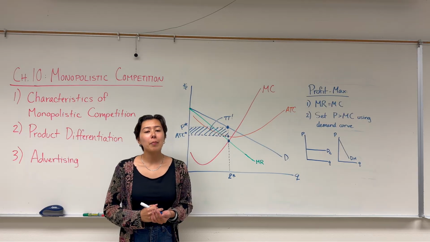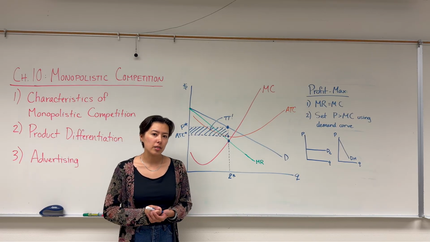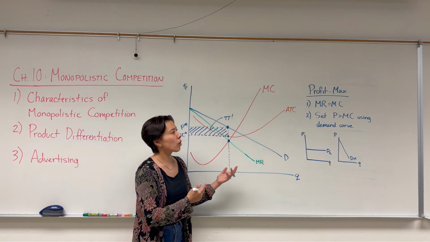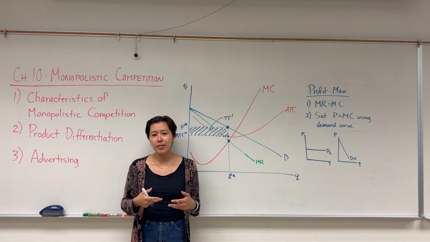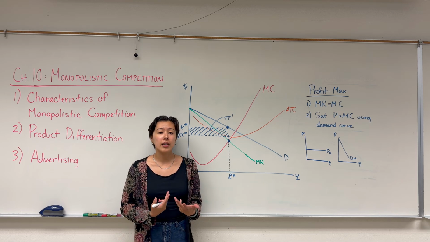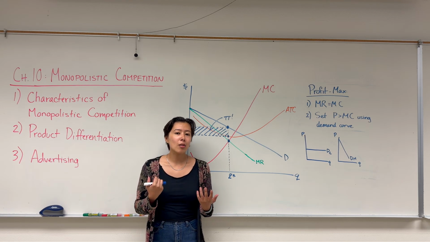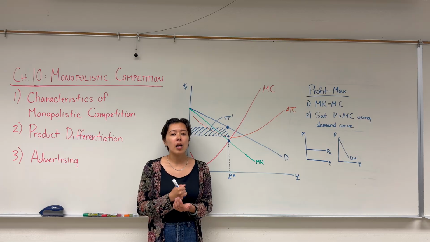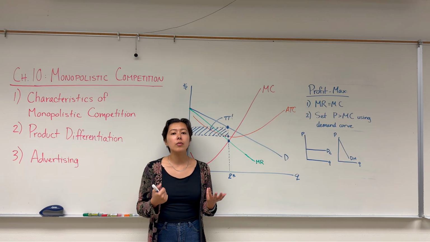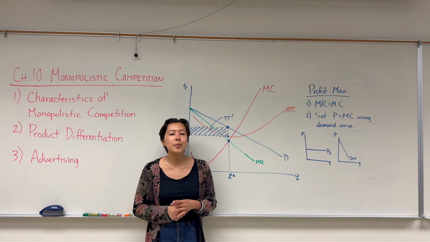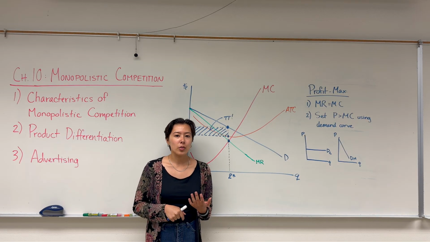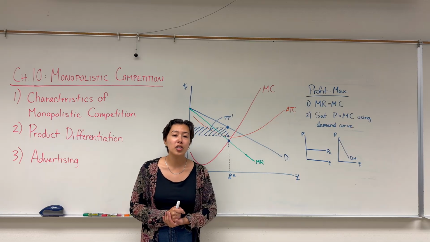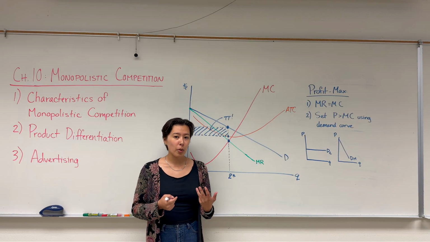Now let's think about what happens in the long run for a monopolistically competitive firm. In the short run, a monopolistic competitor can earn positive profits, it could break even, or it could incur a loss, a negative profit. But in the long run, we're going to see that a monopolistic competitor should earn zero economic profit. And this is because we have those low barriers to enter and exit the market. So this is the part of monopolistic competition that's going to be more similar to perfect competition.